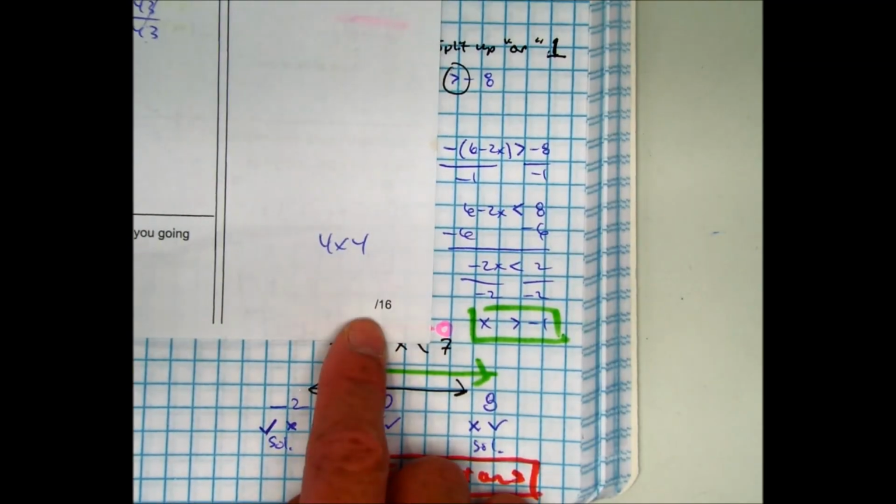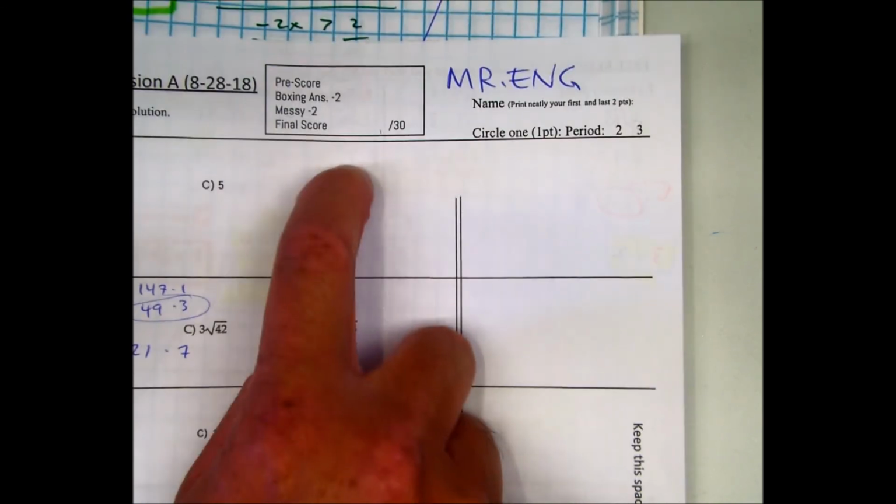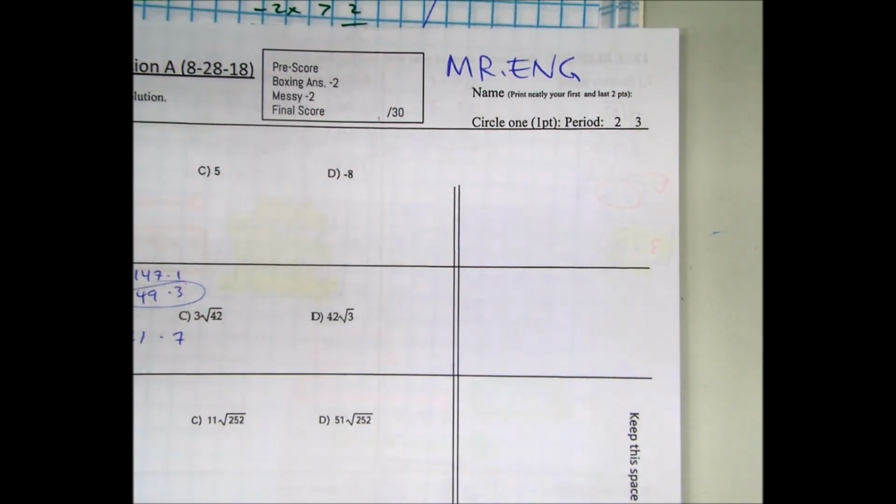And then if you add up 16 plus your 14, that should give you the pre-score. Hopefully you don't have any points subtracted, and then your final score. Good luck.